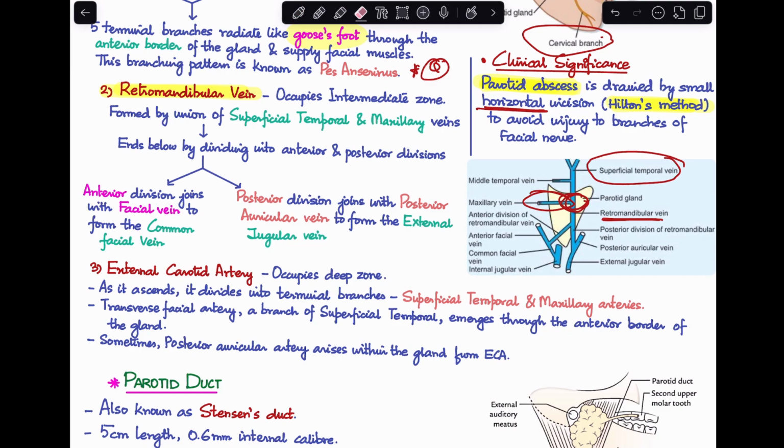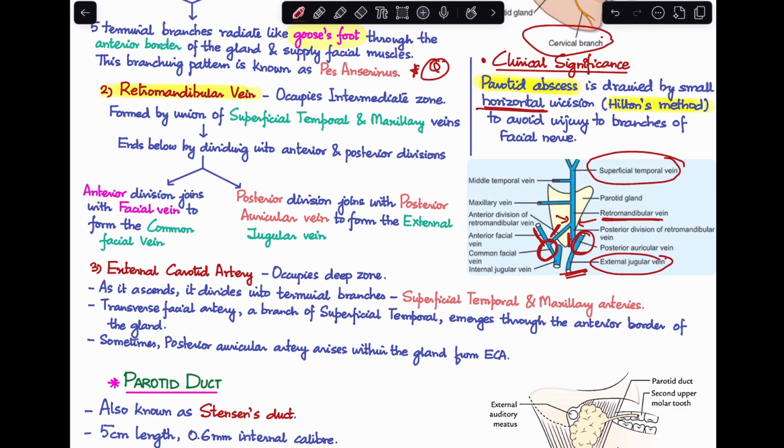After the retromandibular vein is formed, it passes through the parotid gland, and then it divides into two parts, an anterior division and a posterior division. So you see, this is the anterior division. This anterior division then joins with the facial vein, and then it forms the common facial vein. Whereas the posterior division of the retromandibular vein joins with the posterior auricular vein, and then it forms the external jugular vein.